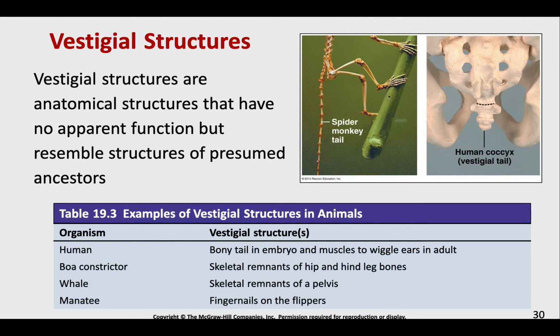We see vestigial structures in some organisms as part of these anatomical structures that we can use to give evidence for natural selection. Vestigial structures are anatomical structures that have no apparent function. An example that I put up here is the human coccyx. That has really no function to it, but it's there. And it's probably there because it's left over from evolution from our ancestors. We don't need a tail anymore, so there's no reason that we need to grow a tail, but there's some leftover bits of that tail. They resemble structures of presumed ancestors. And there's a lot of examples of vestigial structures out there. If we look at snakes, they actually have the skeletal remains of hip and hind leg bones. Presumably their ancestors had legs and were able to walk.